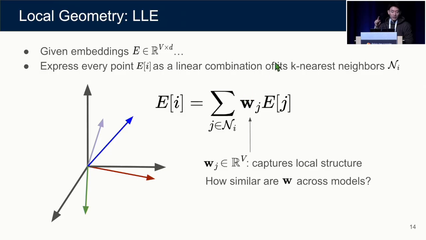This is going to be a vector of length v, v being your vocabulary size, but it's going to be very sparse because only k entries are non-zero. And you can think of this W vector as capturing the local structure around each token embedding. And so once you've computed this W vector for all of your tokens and for all of your models, then once again you can compare how similar these W vectors are across models.